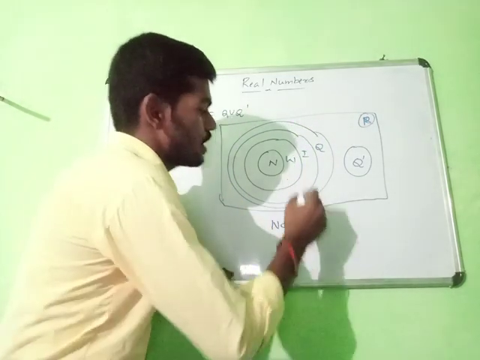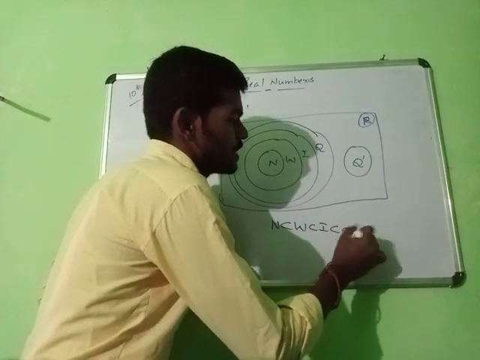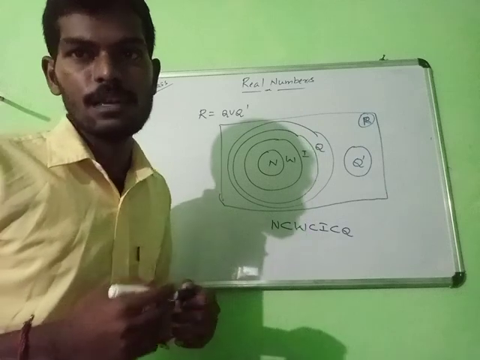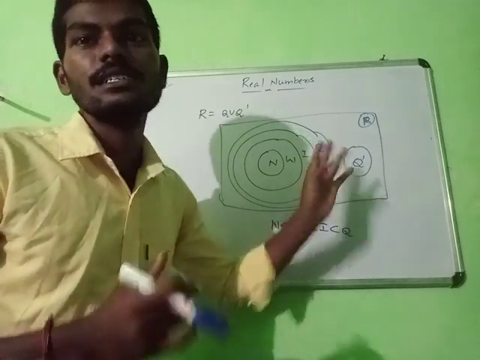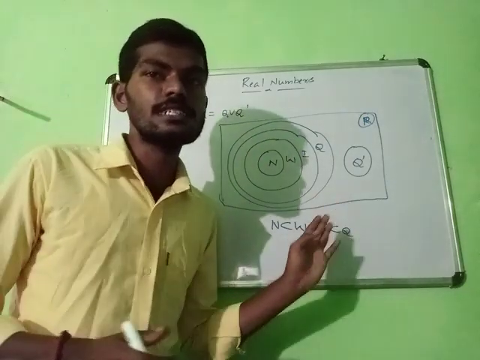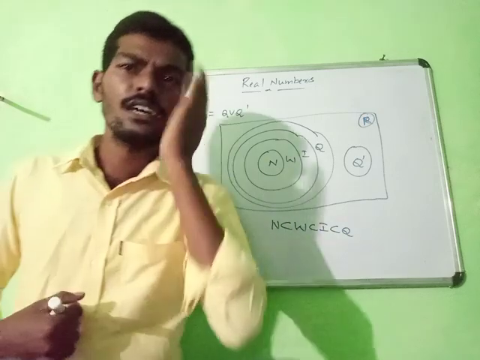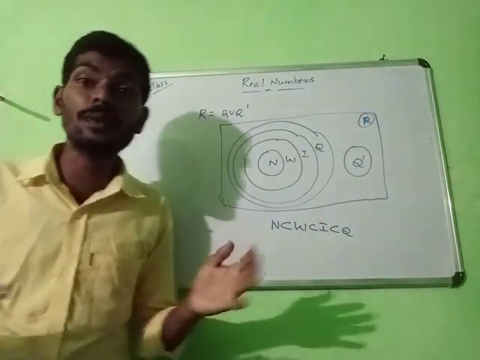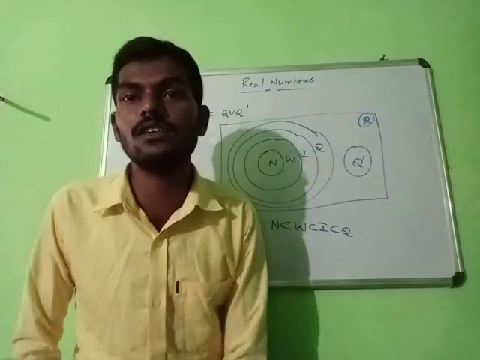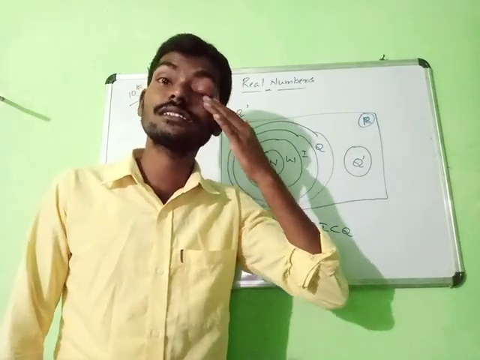Whole numbers are a subset of integers, and of rational numbers. But irrational numbers are separate; they are always different numbers. So these are the real numbers. What are real numbers? The numbers which are the combination of rational numbers and irrational numbers are called real numbers.